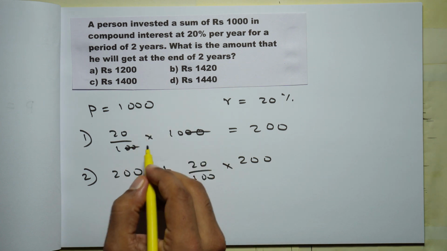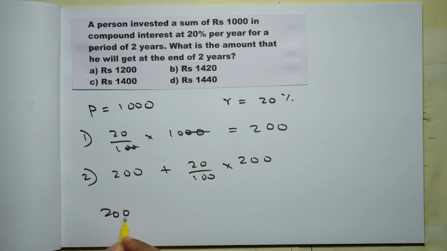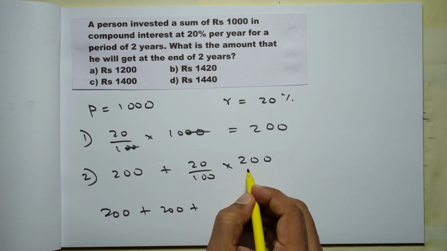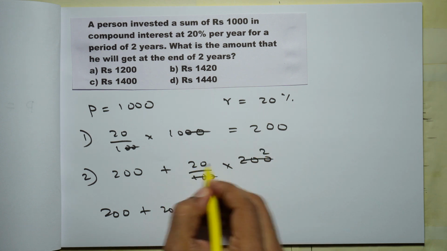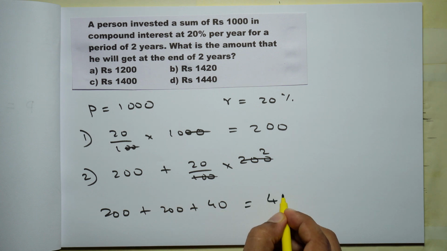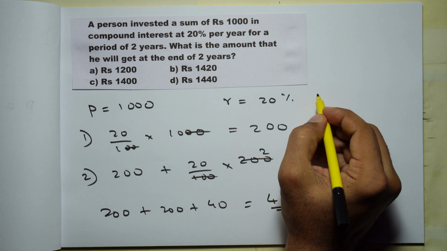So let us calculate the compound interest for 2 years. First year it is 200. Second year this 200 you will get. And this 20% of this 200 also you will be getting. 100 divides 2 times. So 20 into 2 gives you 40. So compound interest for 2 years will be 200 plus 200, 400, plus 40 gives you 440. That is the compound interest for 2 years.